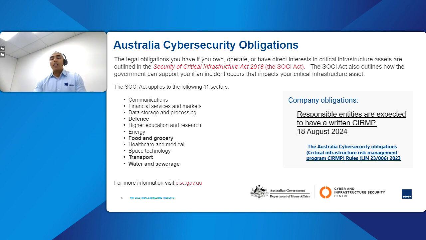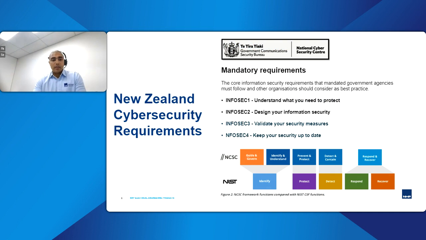But what are the company obligations? If you are in this sector, what are your obligations? Before the 18th of August of this year, those companies must have a critical infrastructure risk management program. In other words, they must have a plan in place to face these cybersecurity risks. And the way the government is advising people is by going through global standards that we are going to see in the next slide. And how is New Zealand working around this?